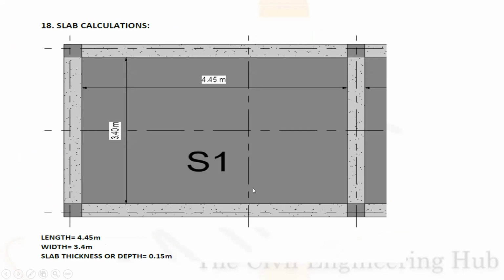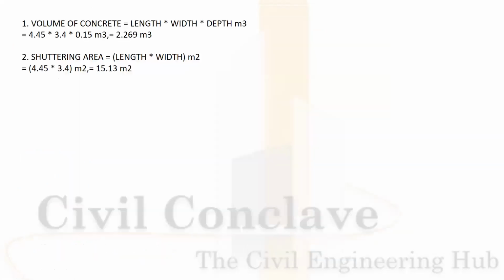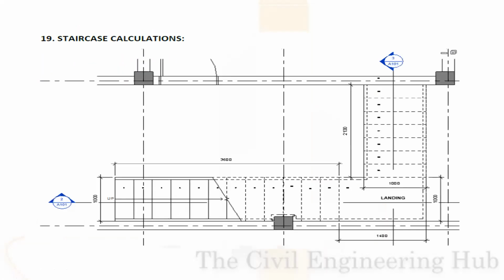Now we come to the top slab calculation. Length is 4.5 meter, width is 3.14 meter, slab thickness is 0.15. Volume of concreting will be 4.45 into 3.44 into 0.15, 2.69 cubic meter. Shuttering area, length into width, okay, that is a square meter. That is 4.5 into 3.4, that is 15.13 square meter.